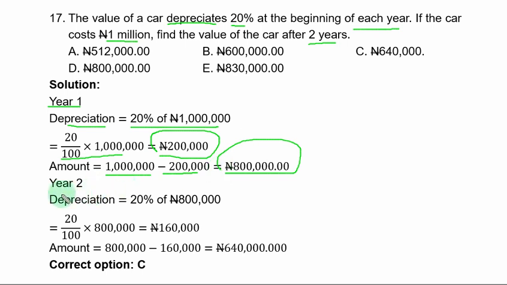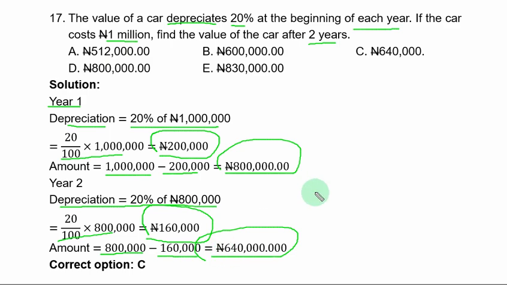So you get the depreciation of that amount, which is this. You express it in this form, and that gives 160,000 naira. Amount at the end of second year is 800,000 minus 160,000. That gives 640,000 naira. The correct option is C.